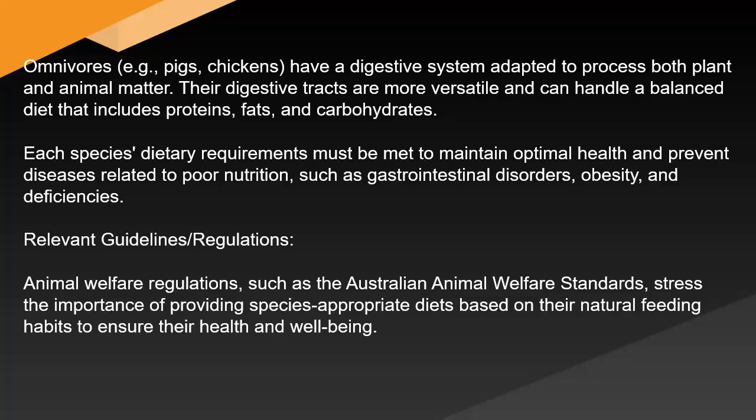Relevant guidelines, regulations: animal welfare regulations, such as the Australian Animal Welfare Standards, stress the importance of providing species-appropriate diets based on their natural feeding habits to ensure their health and well-being.